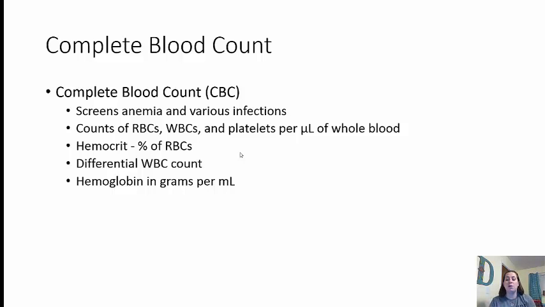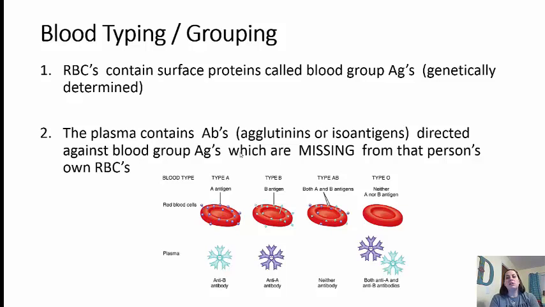Now what I want to talk to you about real quick is what we call blood typing or blood grouping. Red blood cells contain surface proteins. These surface proteins are called blood group antigens, and they are genetically determined. These are genetically determined from birth, and they cannot be changed. The plasma, which is the fluid of your blood, can contain antibodies that go against the other antigens, the ones that you don't have on your red blood cells.